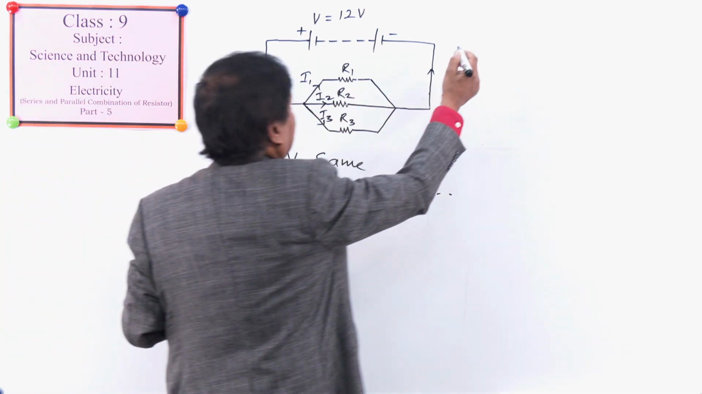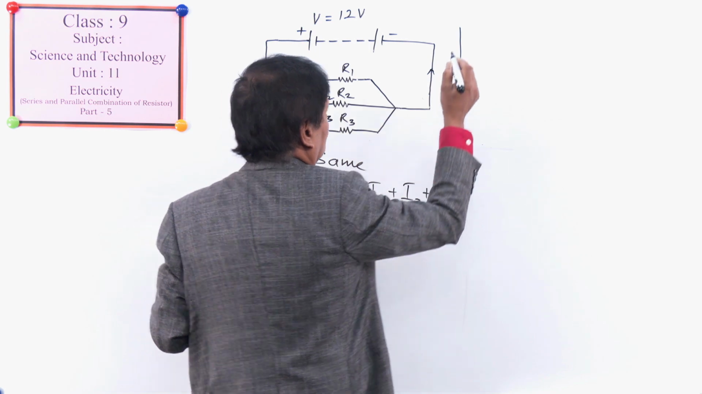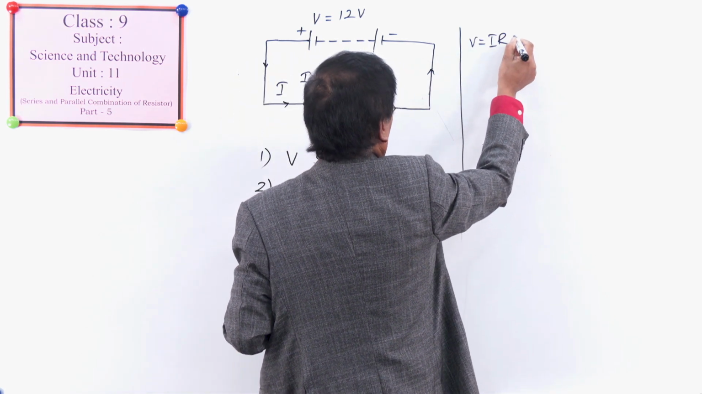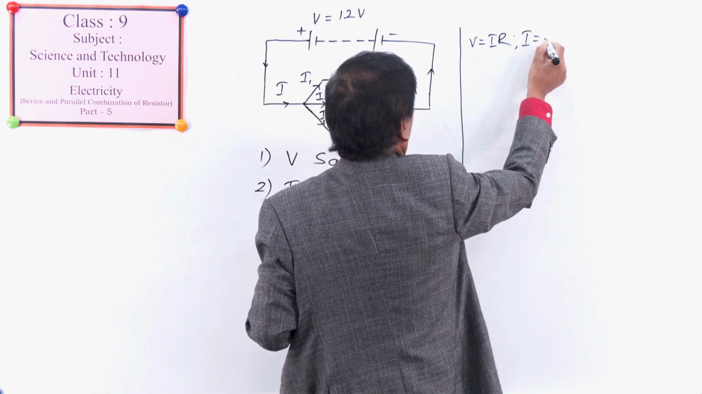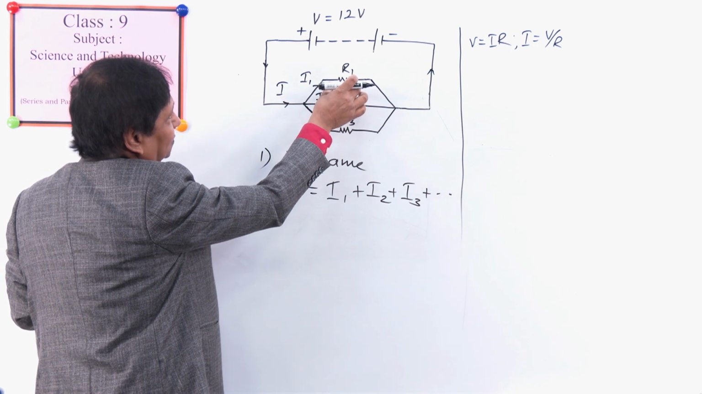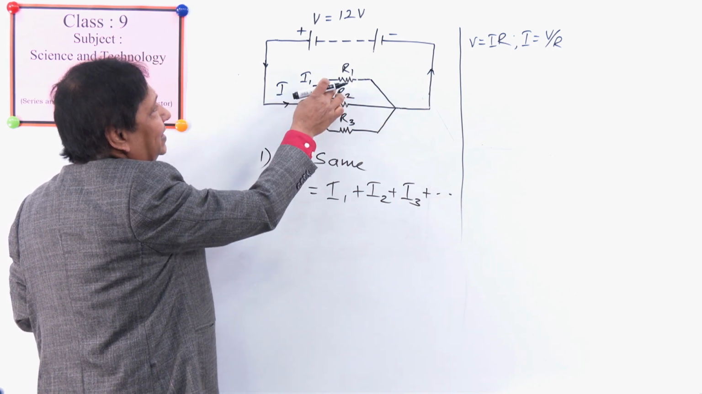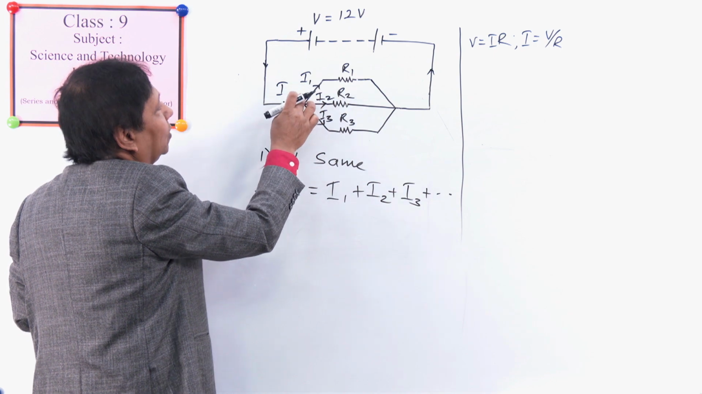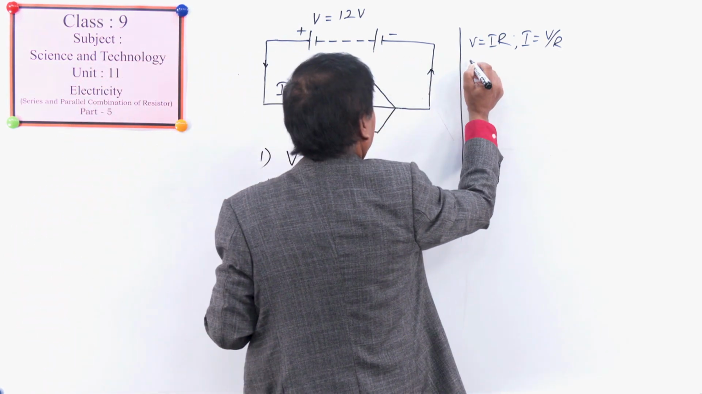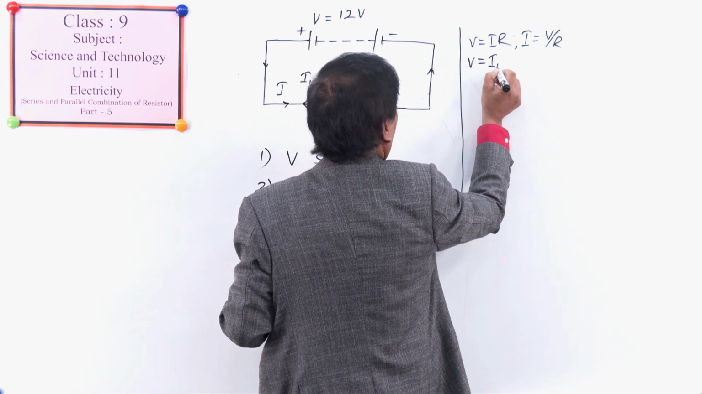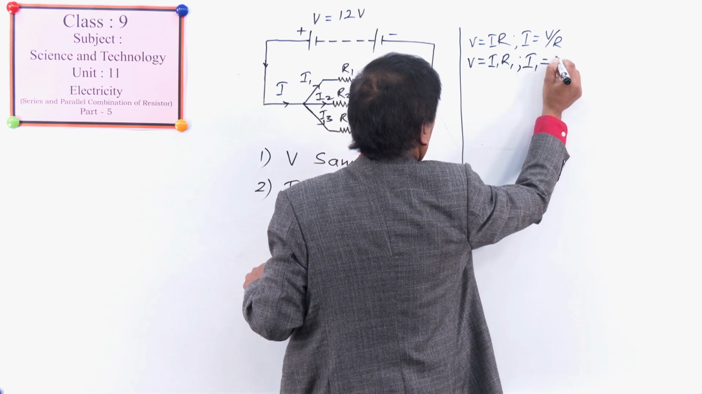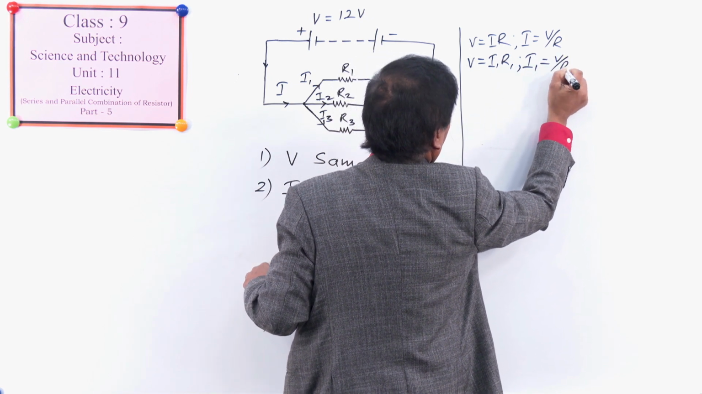Now according to Ohm's law, we know V equal to IR. If it is so, then I equal to V by R. And for first branch, this V remains same, 12 volt. V equal to current is I1, resistance is R1. That's why for first branch V equal to I1 R1, and so I1 is equal to V by R1.